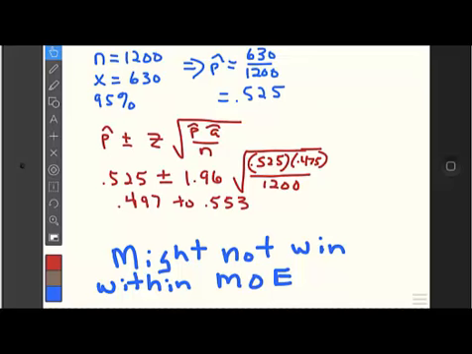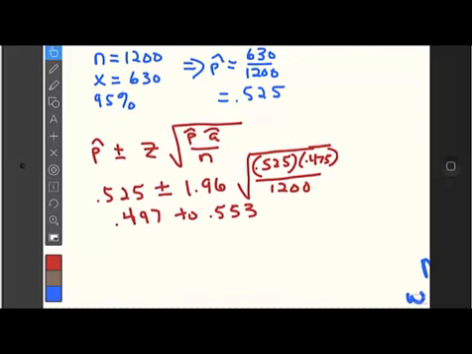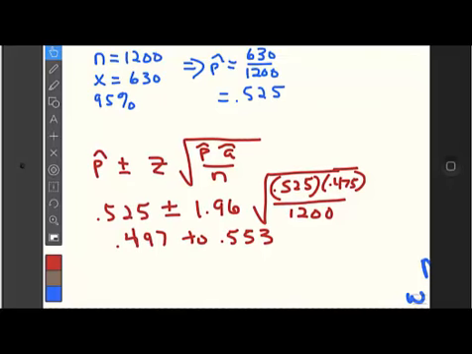So at the top we have the information we pulled out of the problem. Then we have the confidence interval formula. Statistic plus or minus confidence coefficient times standard error. p hat plus or minus z times the square root of p hat q hat over n. So p hat is 0.525. The z for a 95% confidence interval will be 1.96. Then we'll have the square root of p hat, which is 0.525, q hat, which is 1 minus 0.525, or 0.475, divided by n. And that all computes out to be 0.497 to 0.553.